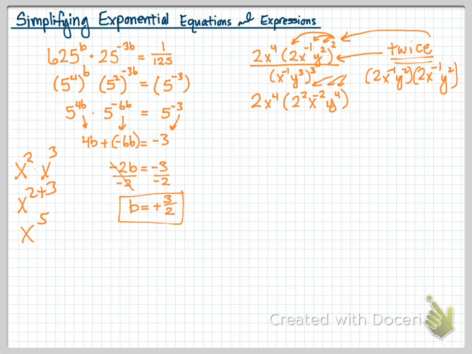All right, in the denominator, everything triples. So x to the negative 1 power becomes x to the negative 3. y to the 3rd power becomes y to the 9th.